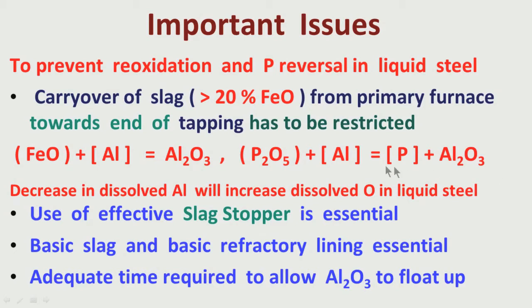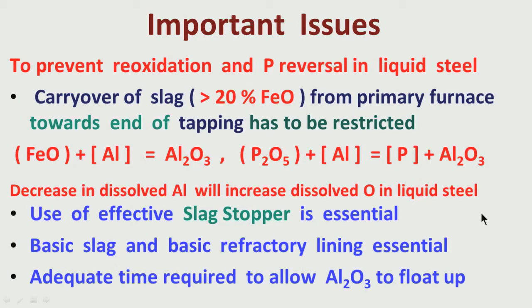So, we have to be very careful about how this slag from the primary furnace can be stopped. I have mentioned here that a decrease in dissolved aluminium will increase dissolved oxygen in liquid steel, because the multiplication of aluminium and oxygen is constant, as I have told you earlier. So, what is important is that use of an effective slag stopper is essential. That means slag from the primary furnace, BOF or EAF, should not be allowed to be carried over into the ladle. It should not be allowed to come from the primary furnace to the ladle.